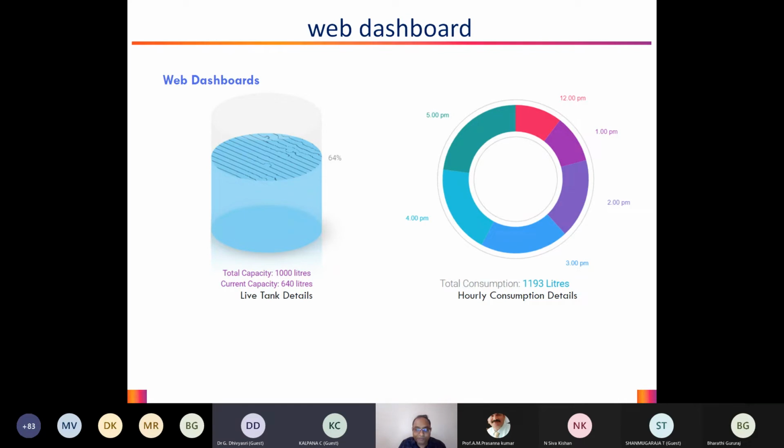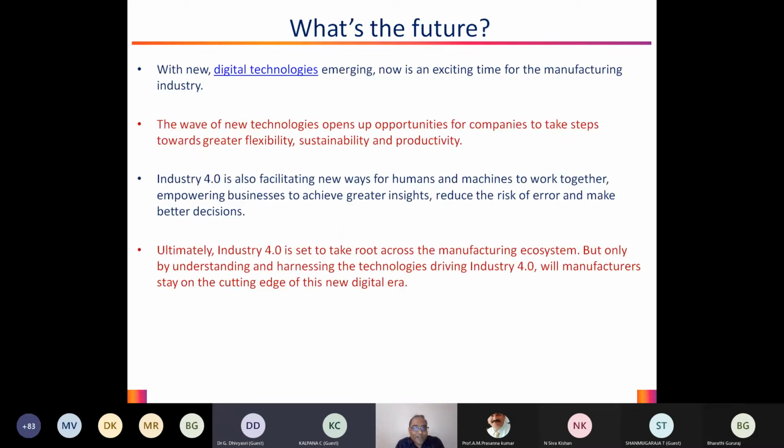And then, with all these challenges and all the interesting things that are going to come in future with respect to Industry 4.0, what do we see in the future? With the new digital technologies emerging, it's always an exciting time for the manufacturing industry to look into all these things, right? The wave of new technology opens opportunities for companies to take steps toward greater flexibility, sustainability, and productivity, right? Industry 4.0 is also facilitating new ways for humans and machines to work together, right?